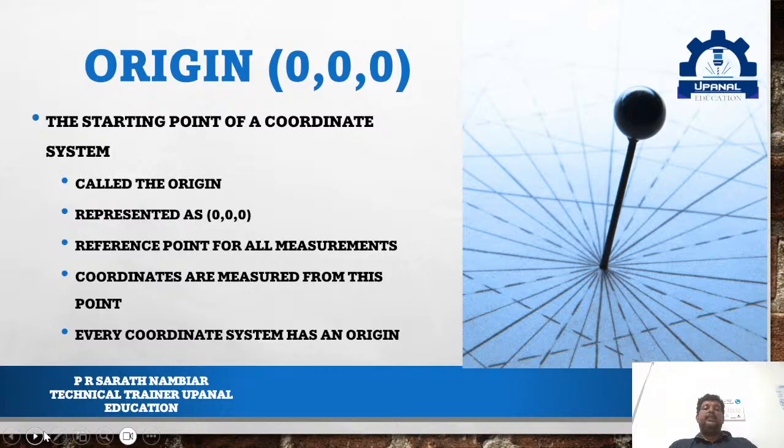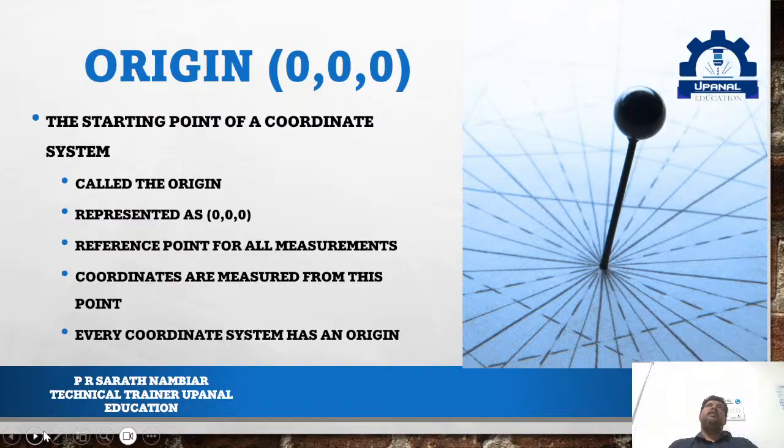The origin is represented as x0, y0 and z0, or simply 0, 0, 0. Think of it as the birthplace of all the coordinates. Every position in the coordinate system is measured relative to this point. If a point is located at x100, that means it is 100 mm away from the origin on the x-axis. So without the origin, these numbers would have no meaning.